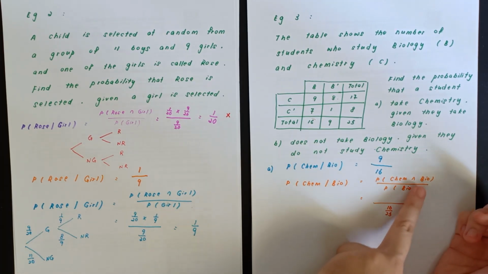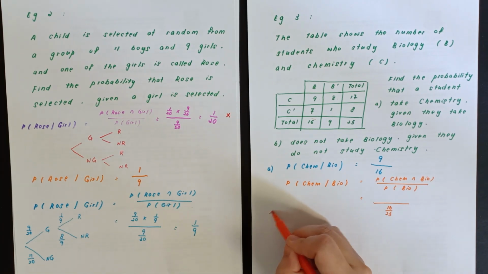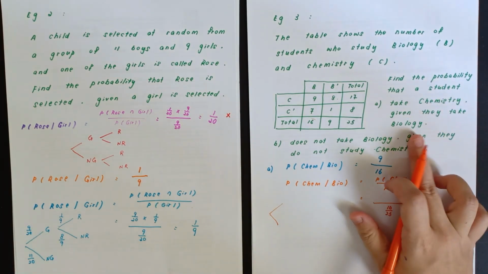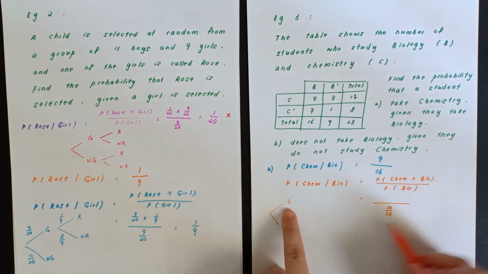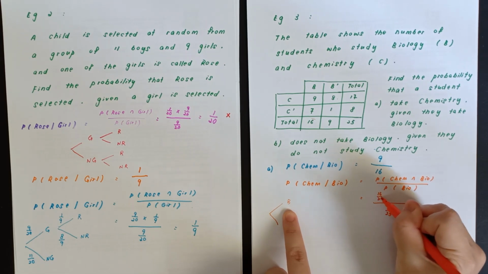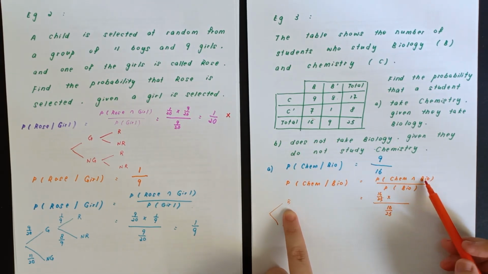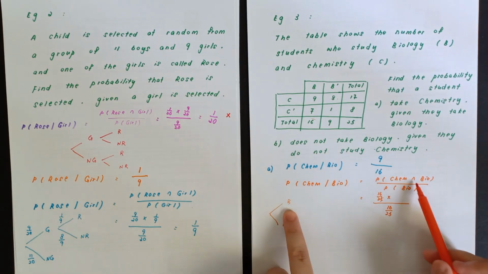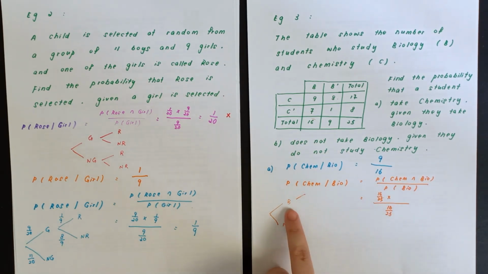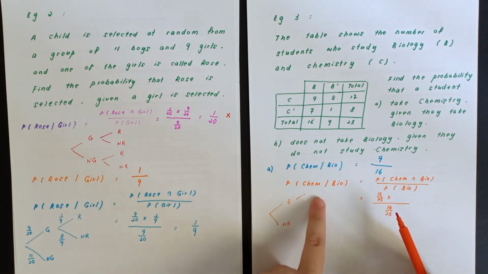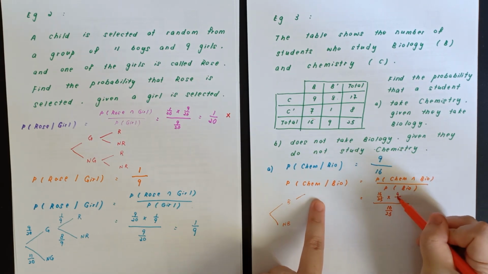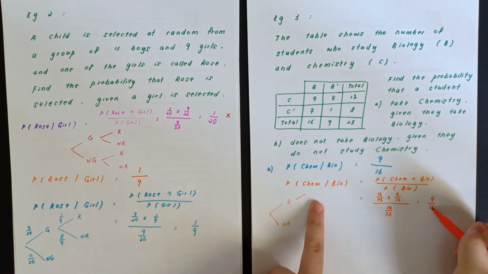So now given that biology, if you try to draw the tree diagram, you are looking at biology and not biology. So what is the probability for you to get biology? It's 16 over 25. Then what is the probability for you to get chemistry if they take biology? Now you are looking at the 16 people, right? Out of the 16 people, you have 9 people, which is exactly the same thing, 9 over 16.